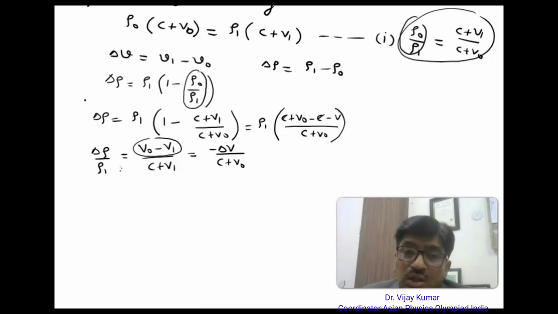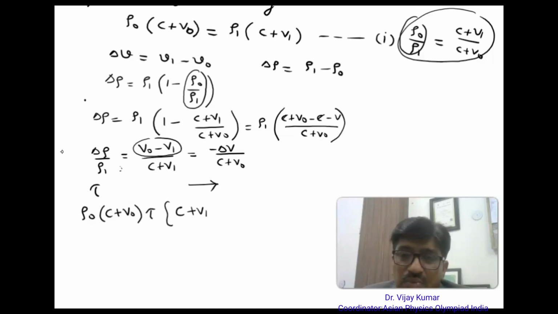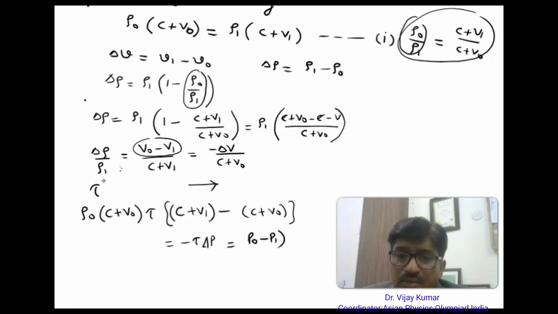The impulse imparted to the fluid must equal the momentum change. Thus, in a short time interval tau, when the valve is closed, we must have rho naught times velocity C plus V naught times the short time, and the change in velocity C plus V1 minus C plus V naught, equal to minus tau delta P, which may be written as P naught minus P1 times tau.